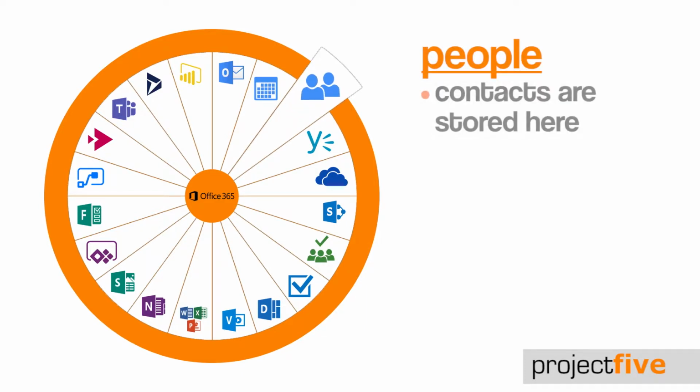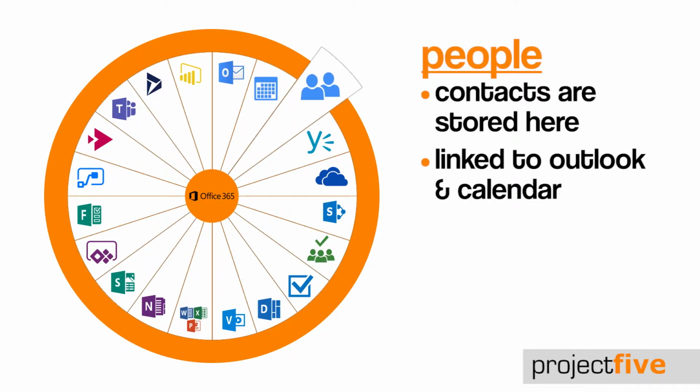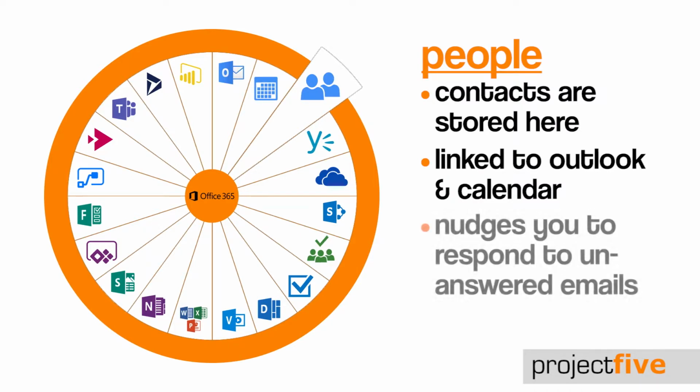People is where your contacts are stored. It is linked to your Outlook and calendar. It gives you a list of people you frequently contact and a list of people you have on your calendar for that particular day. Within People, there is a section called People You May Want to Follow Up With. This is a nudge to show you the emails you have not yet responded to.